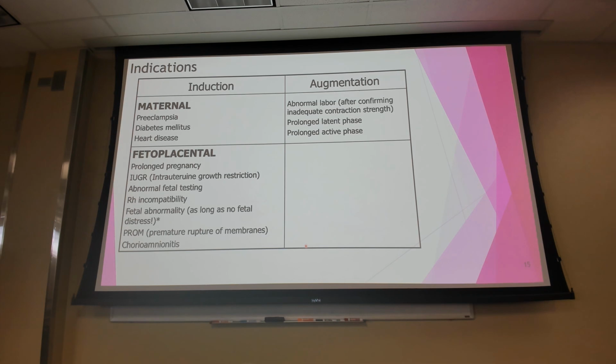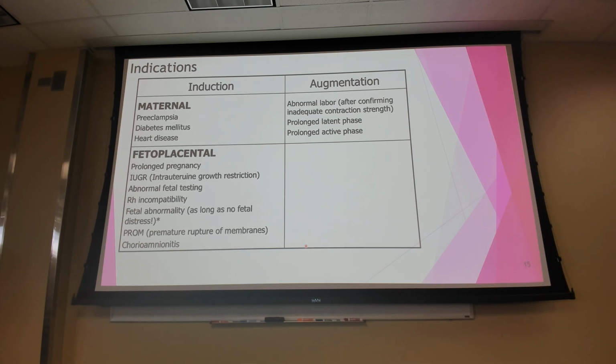So preeclampsia, diabetes, and not diabetes by itself, but why would diabetes be a reason for induction? Macrosomia, big babies, okay, big babies. We've got to get that baby out somehow. And if at 37 weeks, baby's already 10 pounds, well, it's going to be hard to get that baby out at 40 weeks, so they're going to induce earlier. If mom has some heart disease, then they may talk about inducing a little bit later.